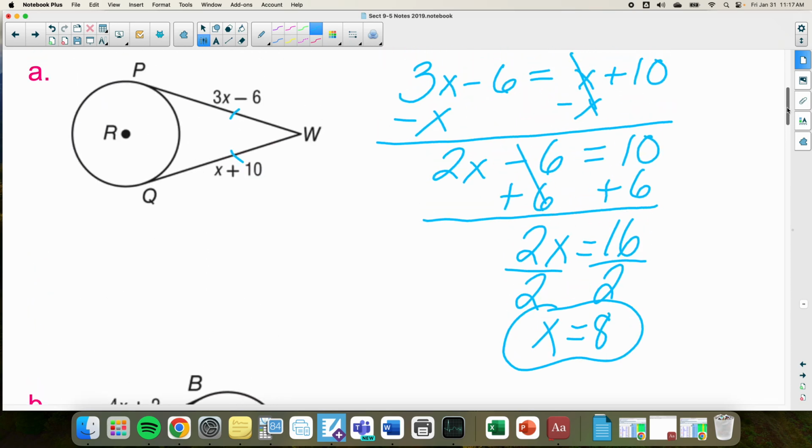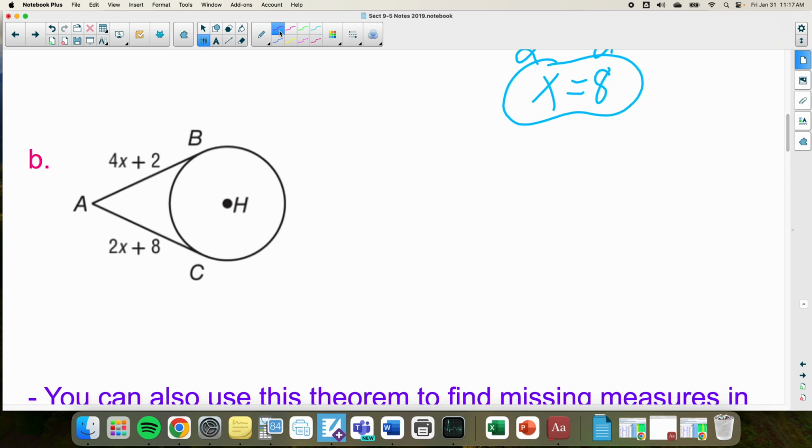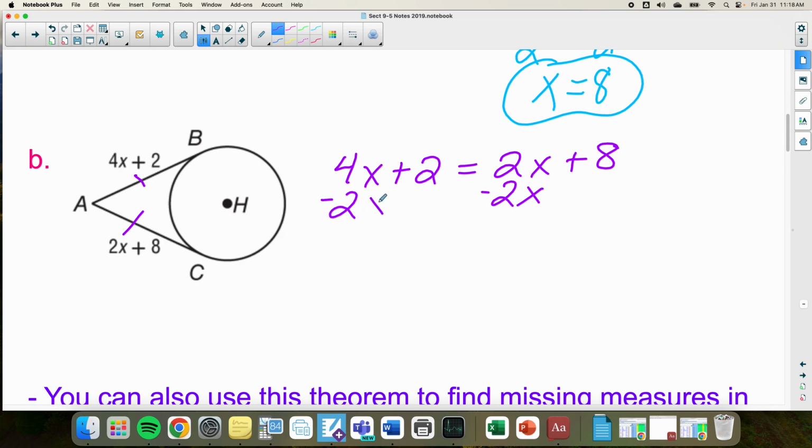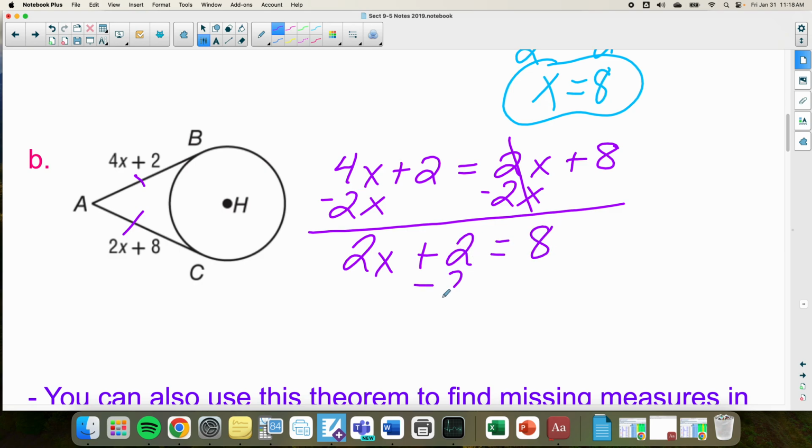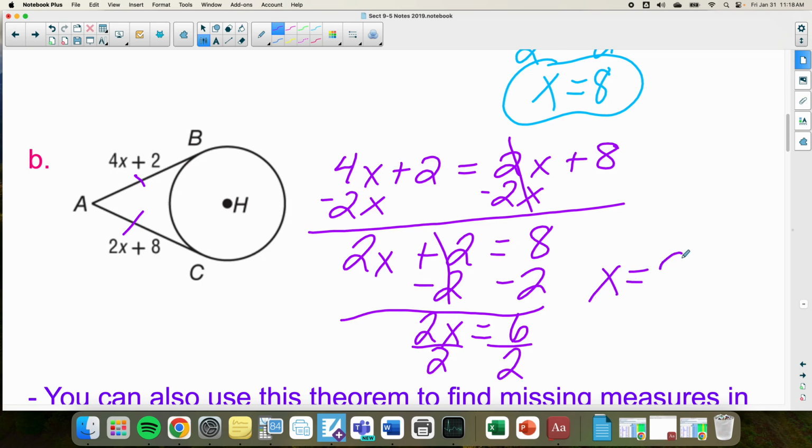Then when I go to do the next one, it's the same thing. Those two are tangents from that same exterior point. So 4x plus 2 is just going to equal 2x plus 8. And then I'm going to bring my 2x over. And I get 2x plus 2 is 8. Subtract 2. And I get 2x is 6. Divide by 2, and x is 3.